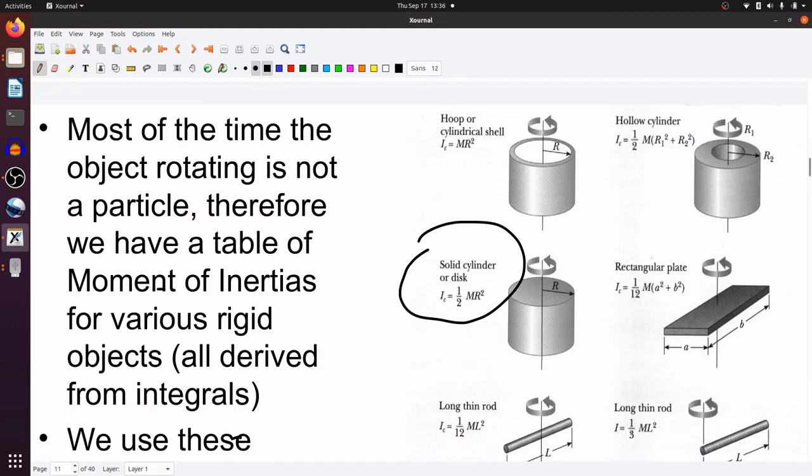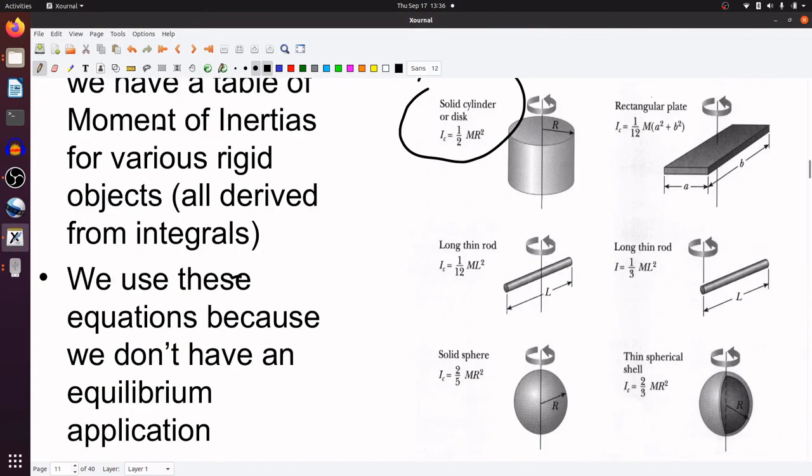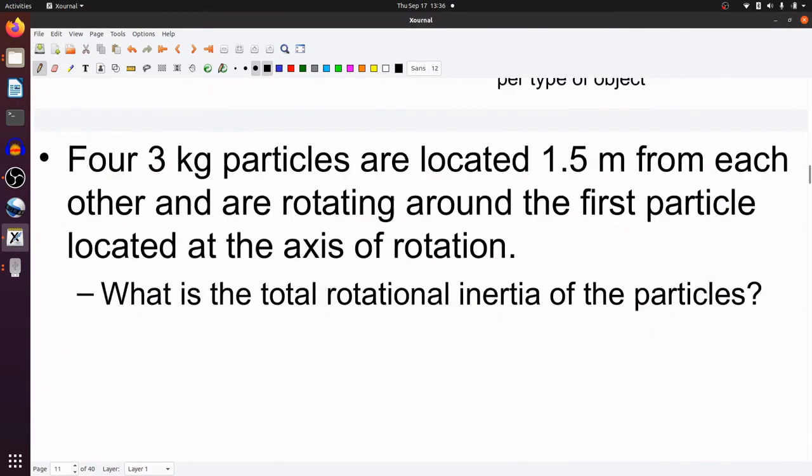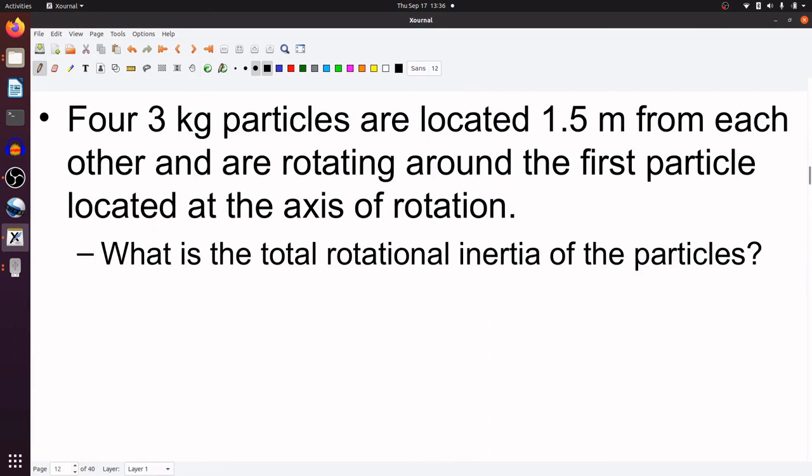And as I said before, basically all of these are found using calculus. For a point particle, you just need to know it's mr squared, and then for everything else, you can look up the actual rotational inertia. So let's do a problem on that. We have four 3-kilogram particles located 1.5 meters from each other and rotating around the first particle located at the axis of rotation.